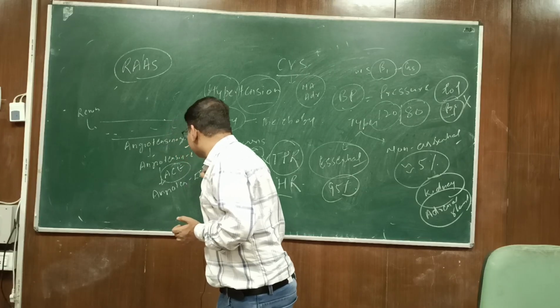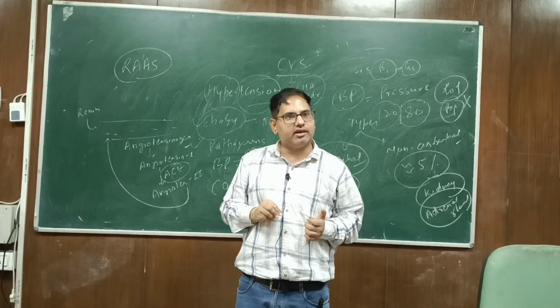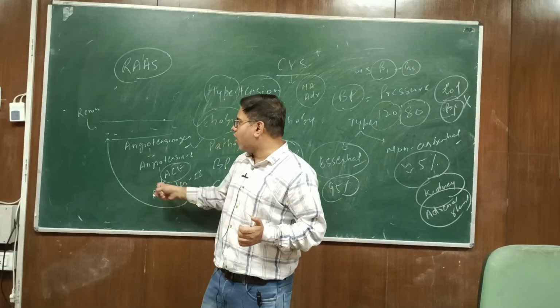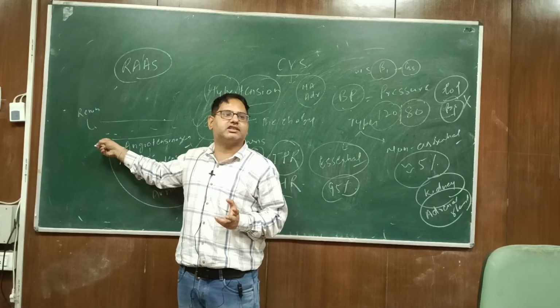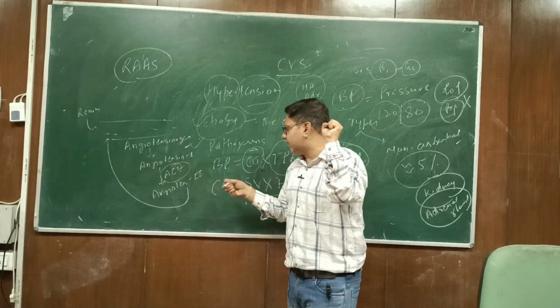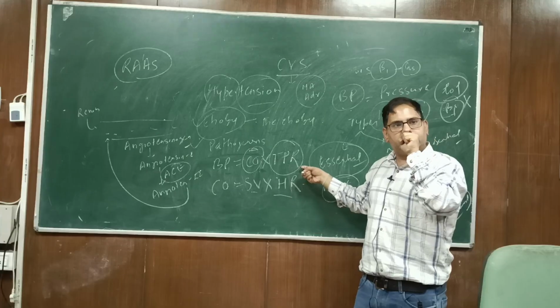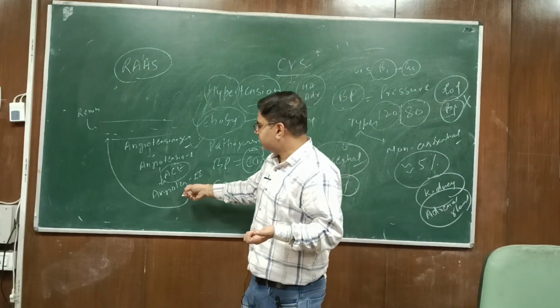This angiotensin 2 has receptors on the blood vessels and results in vasoconstriction. If there is vasoconstriction, which component is going to increase? PVR, so your blood pressure will increase. That is the one.